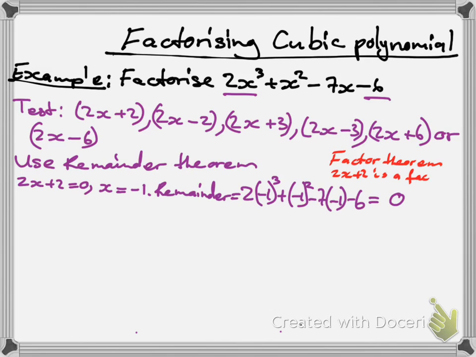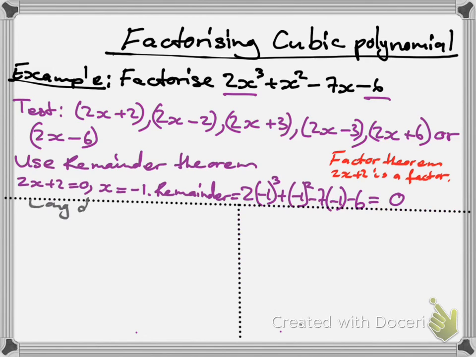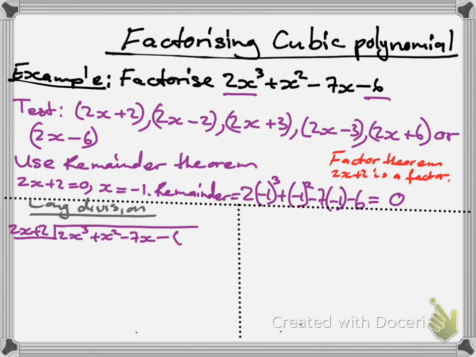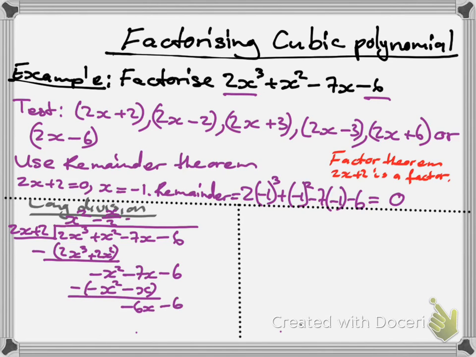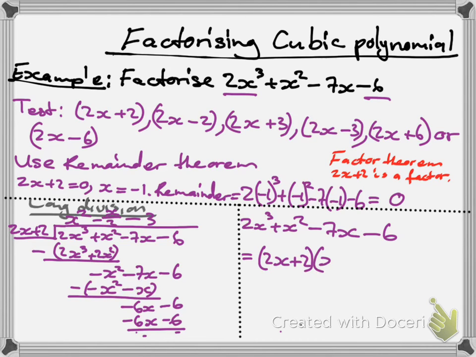So in this particular sum, I'm going to use long division. I'm going to say 2x plus 2 dividing into 2x cubed plus x squared minus 7x minus 6. I use my long division method. Remember how to use it. There we go. I use my long division method, and since it's a factor, I'm going to just get the factor. So I write 2x cubed plus x squared minus 7x minus 6 will be equal to 2x plus 2 multiplying x squared minus x all over 2 minus 3.